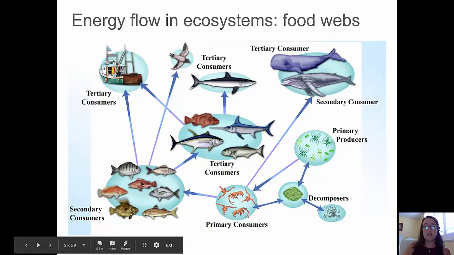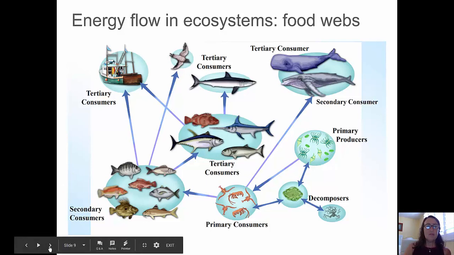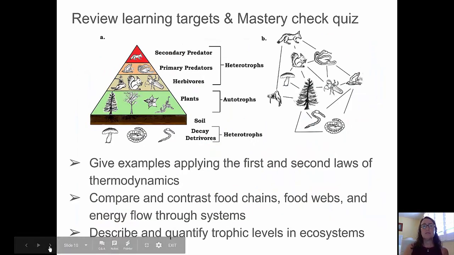So we have some small fish here that are eating those plankton, but we also have some whales, very large consumers, that are eating the primary consumers, and then some tertiary consumers, things like tuna and other fish that feed on smaller fish, maybe sharks as well. But also included in this ecosystem food web are tertiary consumers such as seagulls and, of course, us, way up here.